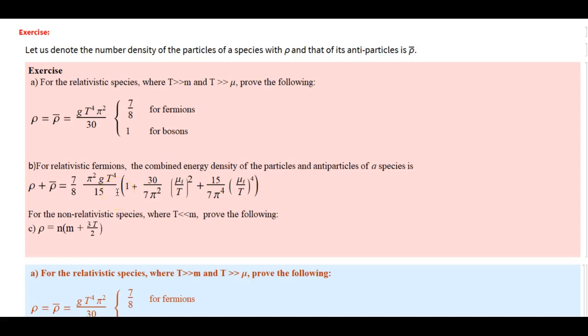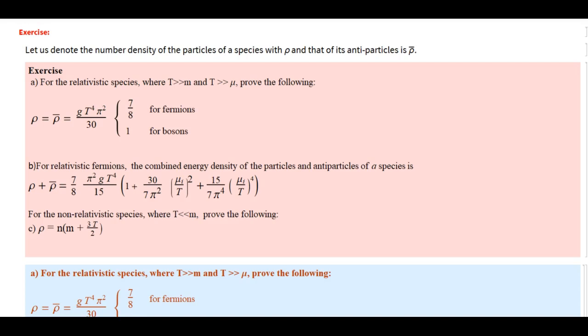Hello friends, welcome to the next lecture. Today we will look at how to calculate the energy density of the particles in the early universe. We will look at relativistic and non-relativistic scenarios.